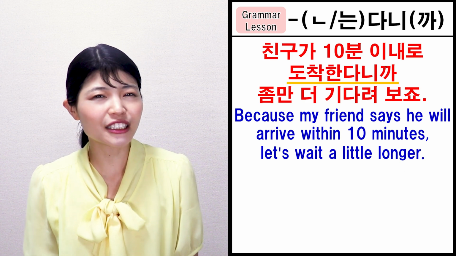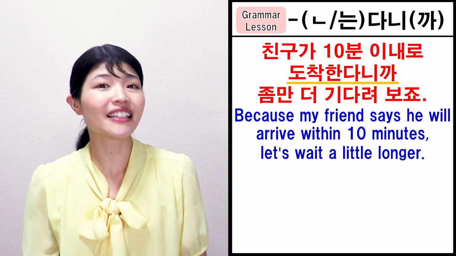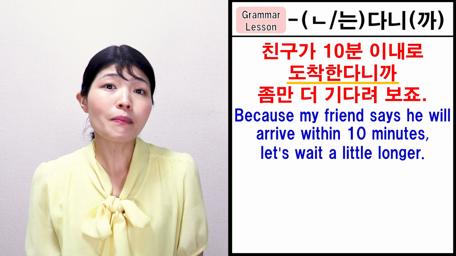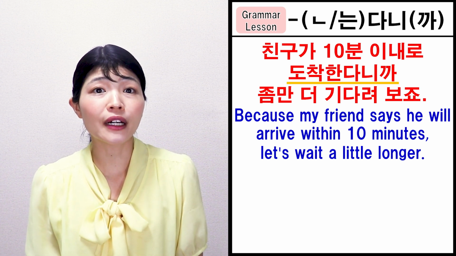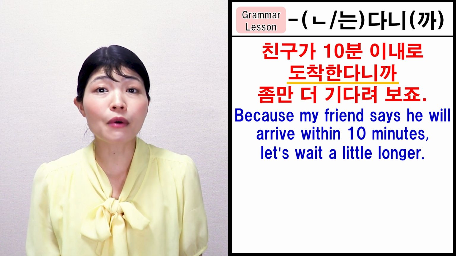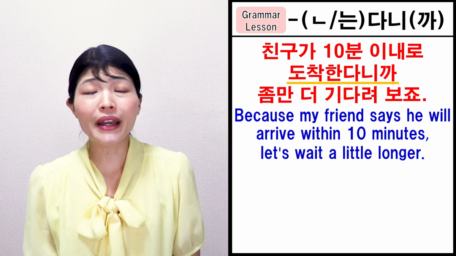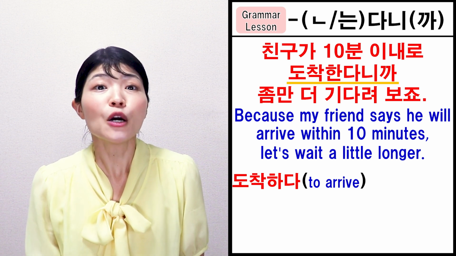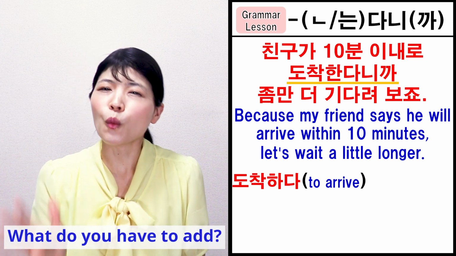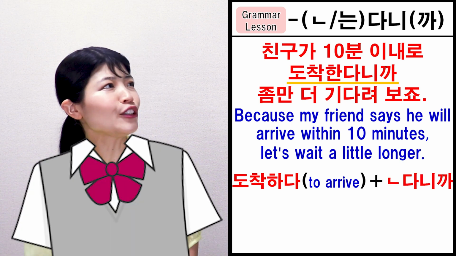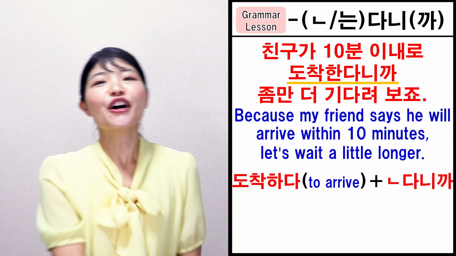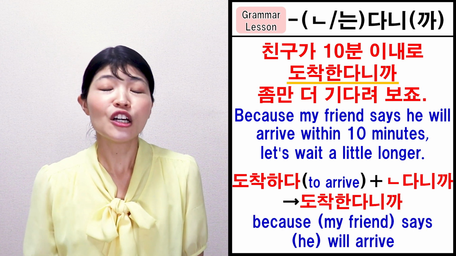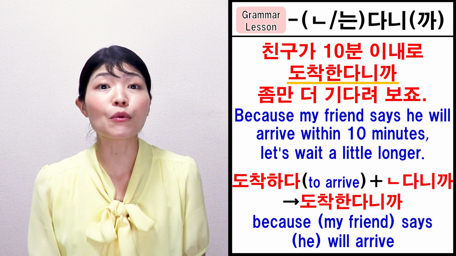Okay, now let's check it out with an example sentence. 친구가 10분 이내로 도착한다니까 좀만 더 기다려보죠. Because my friend says he will arrive within 10 minutes, let's wait a little longer. Here, 도착하다, to arrive, is a verb without a final consonant. So what do you have to add? 니은다니까. Yes! You attach 니은다니까 to make 도착한다니까, because my friend says he will arrive.